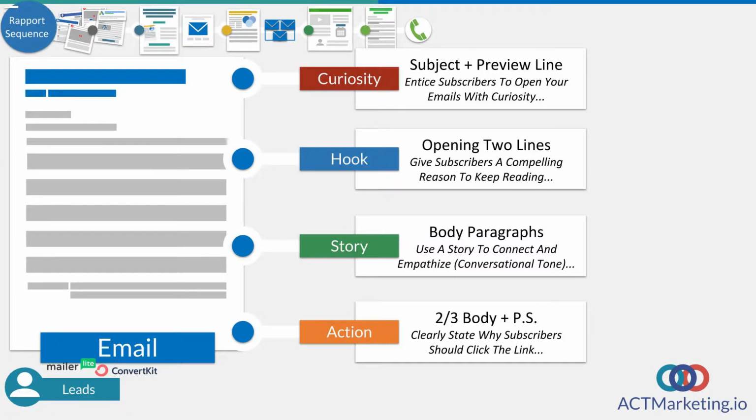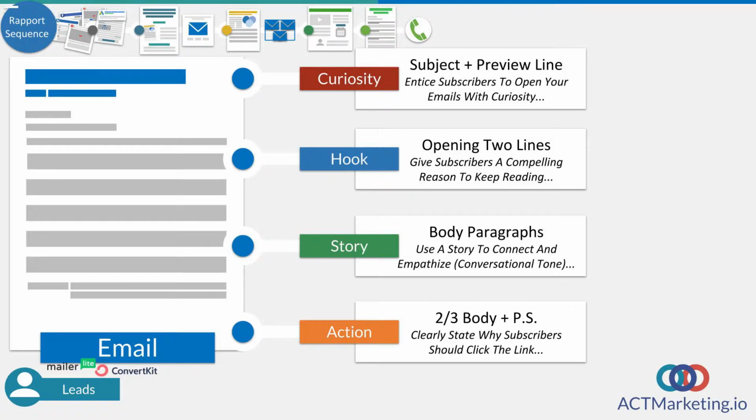So it's great to know what to put in the email, but how do you actually write these emails? And it's best to use story. So we'll go through a very basic 4-step formula here. So first, we're going to build curiosity with the subject and preview line. We're going to hook our prospects in with the first 2 lines of our email. We're going to use a story in the body paragraphs to communicate the roadblocks that are being overcome or talk about the results that are closer than they think. And then in the PS section and 2/3 of the way through the body, you'll actually begin to reveal what the call to action is going to be.